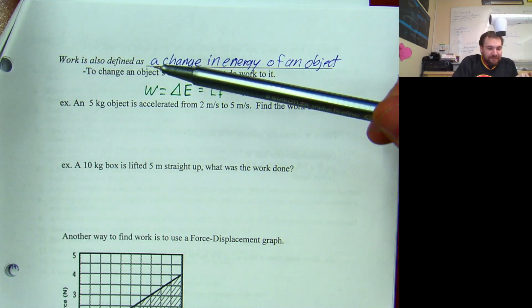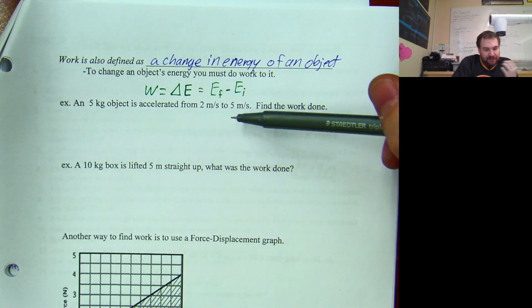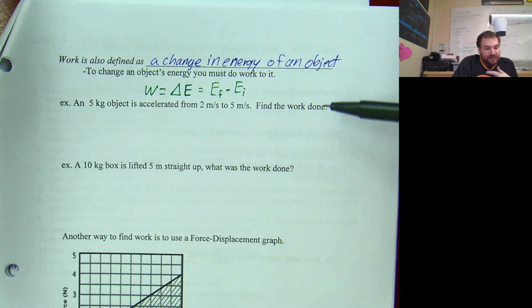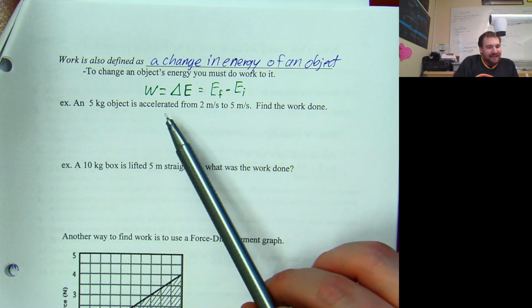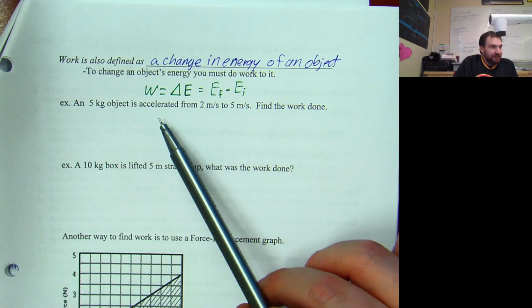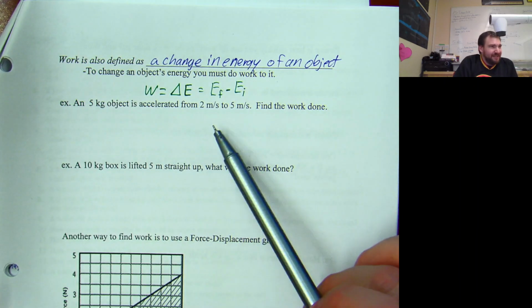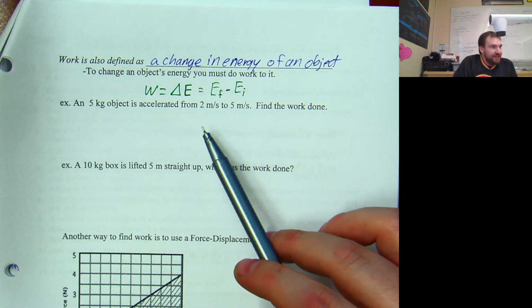So if a 5 kilogram object is accelerated from 2 meters per second to 5 meters per second, and it asks us to find the work done, we don't know what the acceleration is, so we can't find the force acting on this object, right? We could use work equals force times distance, but I don't know what the distance is, and I don't really know how long this took. I don't know what the acceleration here is.